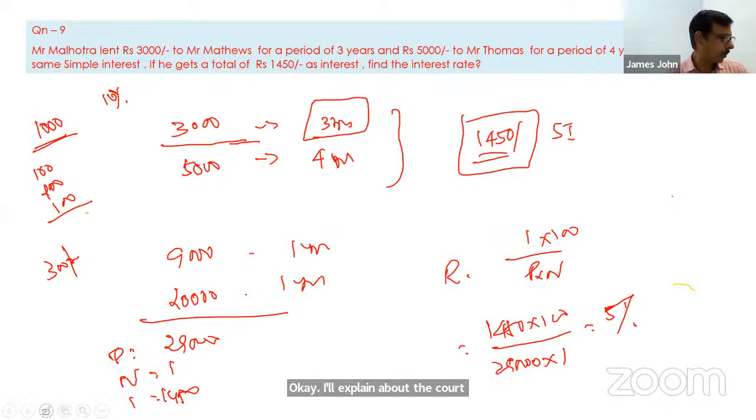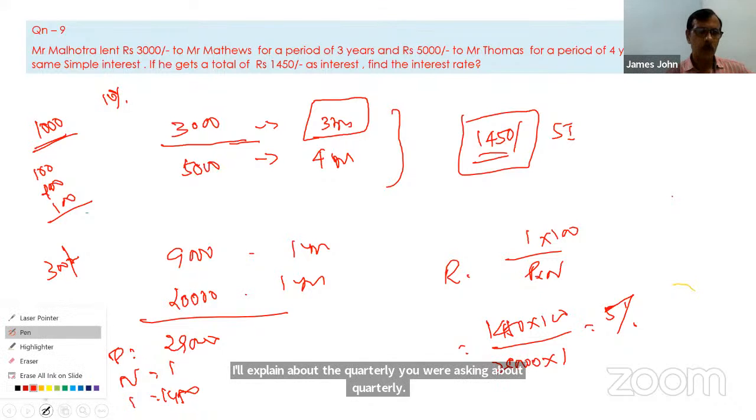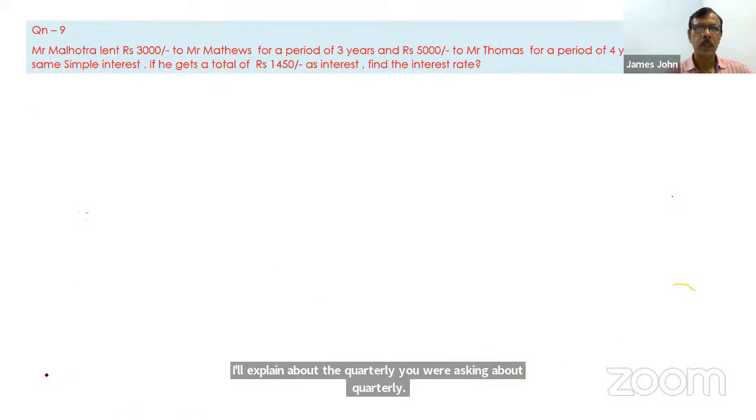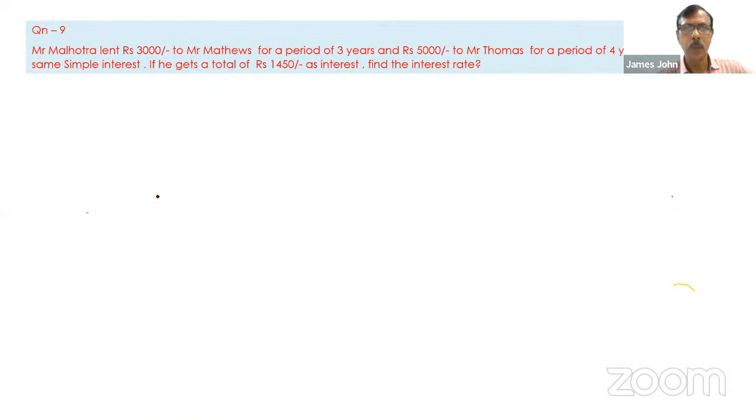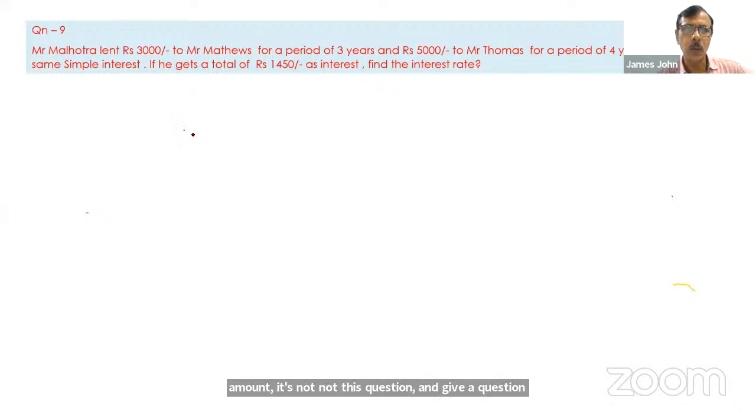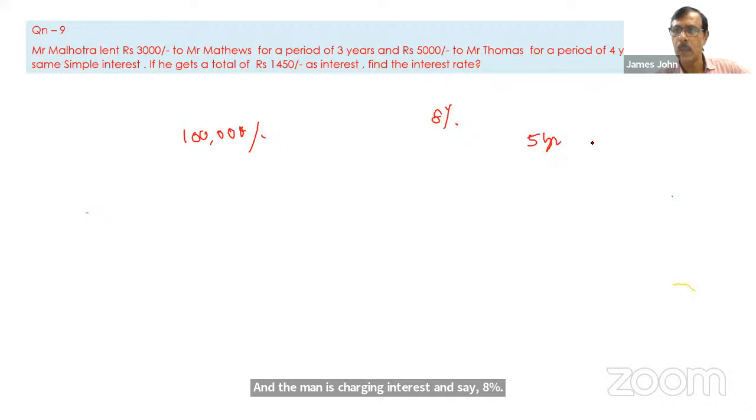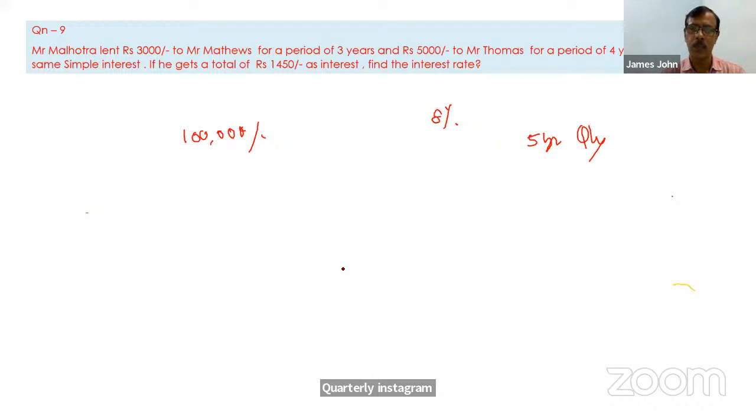I'll explain about the quarterly. You were asking about quarterly. Suppose there is a question. I'll give a question. Suppose the loan amount is 1 lakh and the bank is charging interest at say 8%. And this is to be paid in say 5 years, quarterly installment. Fine. So 5-year quarterly installment.